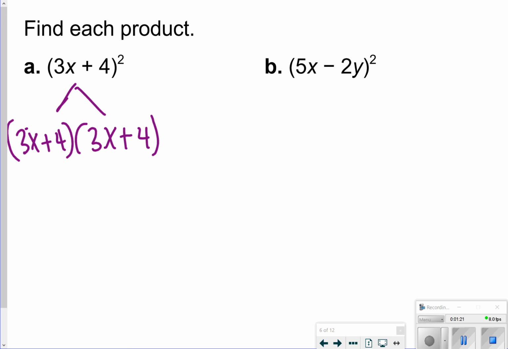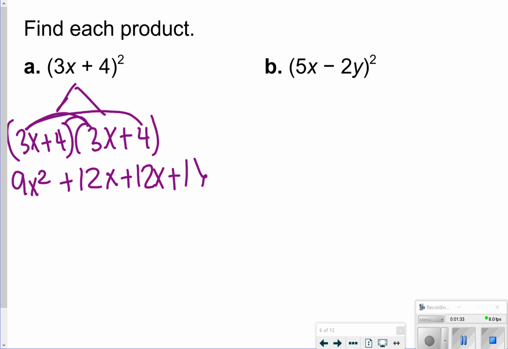And then we're going to FOIL. So 3x times 3x is 9x squared. 3x times 4 is 12x. 4 times 3x is also 12x. And 4 times 4 is 16. Then I can combine my like terms. For these, most likely they're going to be right in the middle. So I'm going to have 9x squared plus 24x plus 16.